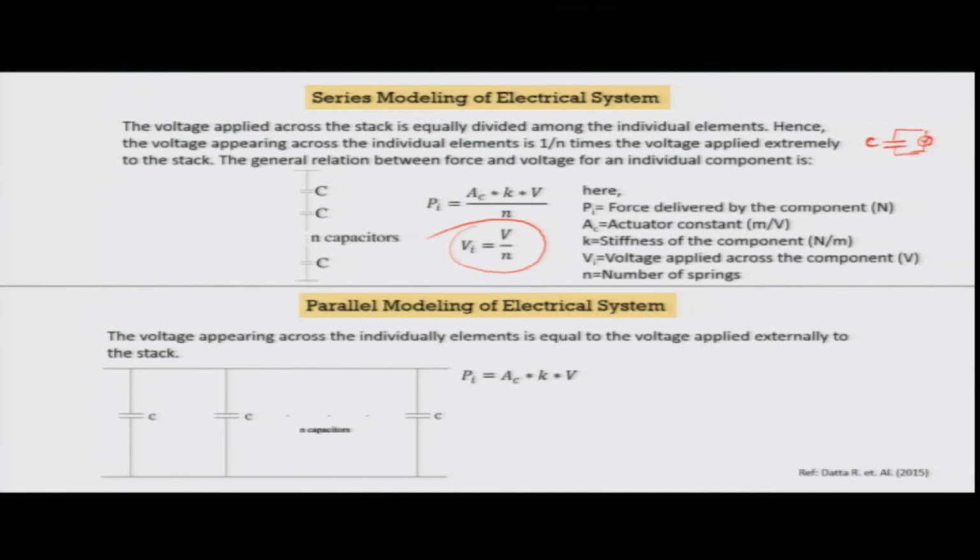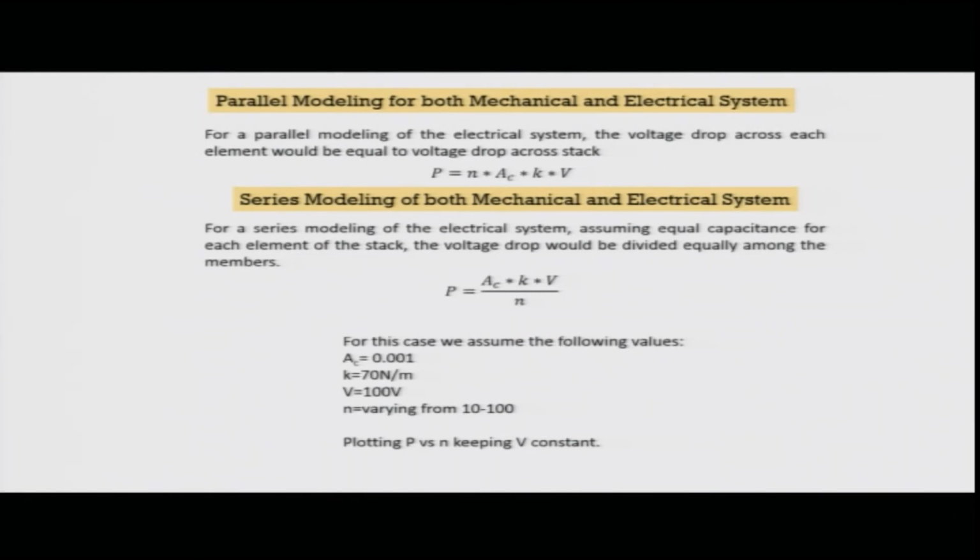And this may in fact give you a faster response. But if you put it in a parallel model, you would see that this is the force that you will be getting in the system, where the force is directly proportional to the voltage of the system. So, thus you can get various types of combinations in order to design your actuator. Now, for parallel modeling of the electrical system, the voltage drop across each element would be equal to the voltage drop across the stack, and this is the force that you will be getting.